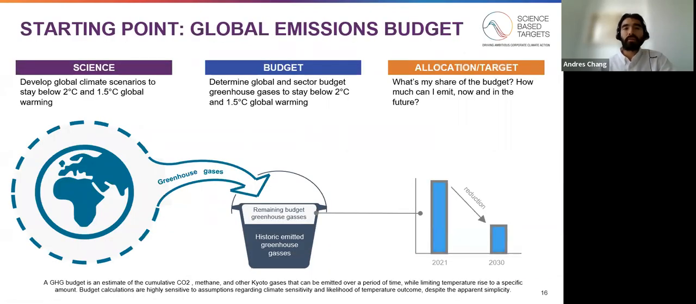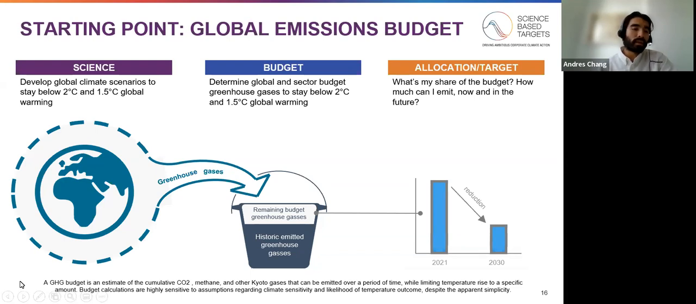The SBTi was founded on a very simple idea, and that idea is that businesses should be reducing emissions by an amount consistent with climate goals based on science. The science behind SBTs starts with a societal climate goal. The SBTi last year made a decision to increase the minimum ambition of all of our frameworks to 1.5 degrees, because we now have such a good understanding of the devastating impacts of exceeding that temperature limit.